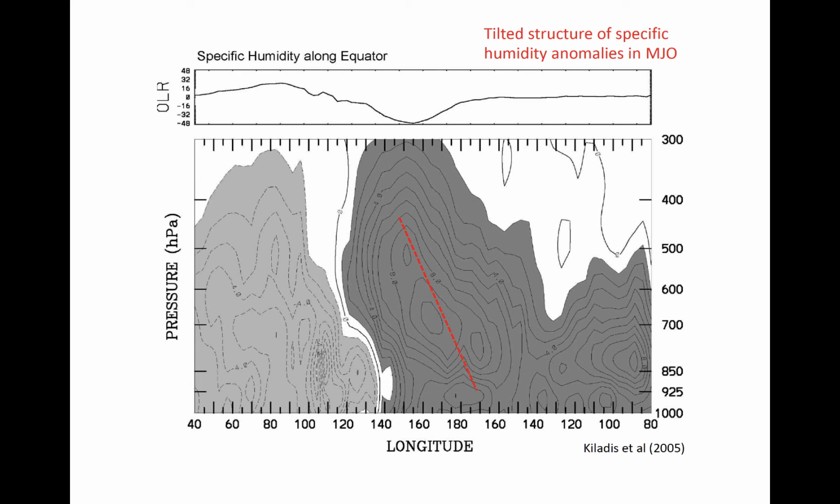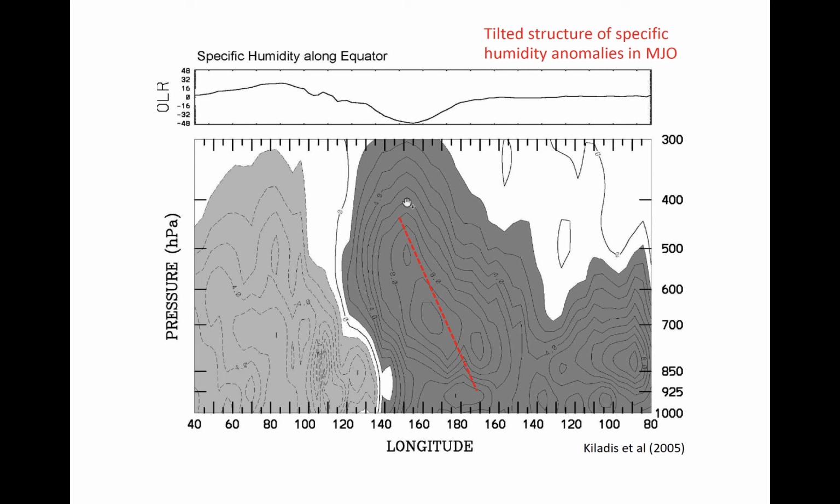The largest positive anomalies of humidity are located in the middle to upper troposphere at the same time the OLR anomaly is at its minimum, or essentially at the same longitude. However, the largest specific humidity anomaly in the lower troposphere is located to the east of the longitude of the OLR minimum. This is another example of how the humidity field is tilted with height in an equatorial wave. In this case, it's tilted westward with height.